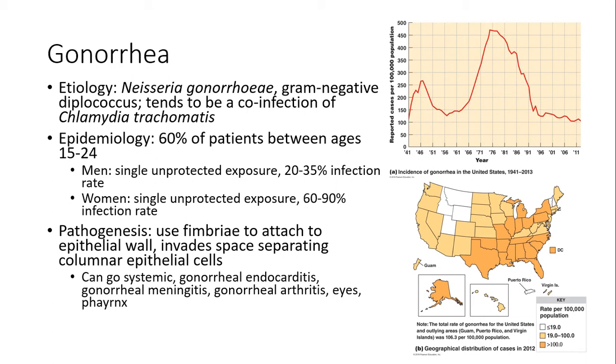For pathogenesis, this organism uses fimbriae. Remember, those are those hair-like projections on the outside of the cell. They use these to attach to the epithelial wall. From there, they invade the space that separates the columnar epithelial cells, and then from there they can go systemic, causing things like gonorrheal endocarditis, meningitis, arthritis, and infections of the eyes and pharynx.